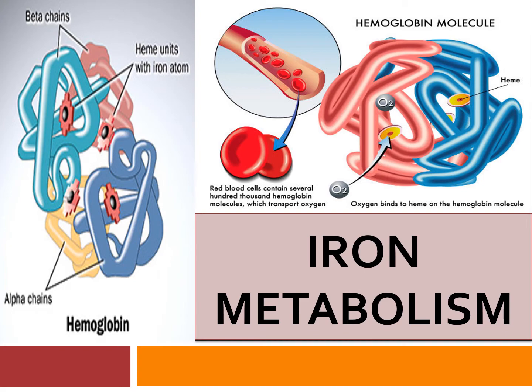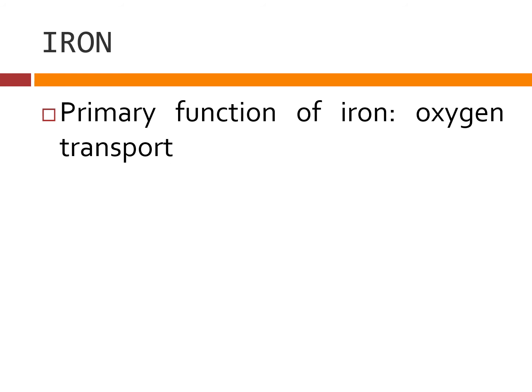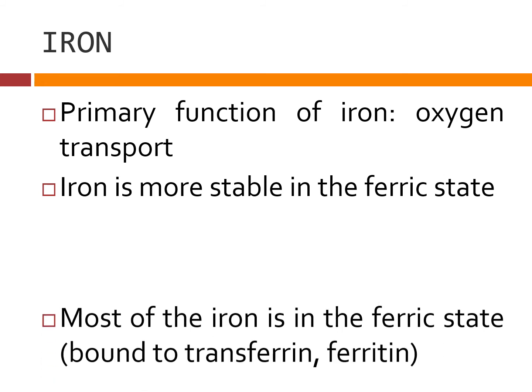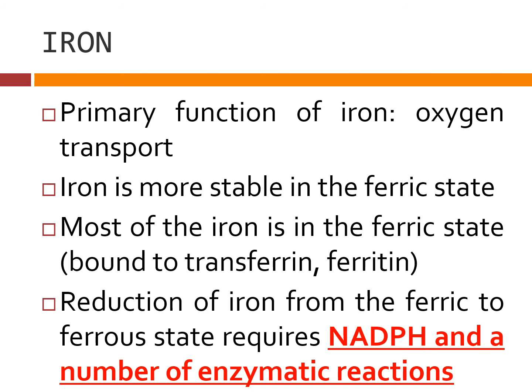So now we will discuss iron metabolism. Now, the primary function of our iron is to bind with oxygen and transport it to the different parts of the body. Iron is more stable in the ferric state, and most of our iron in the ferric state is bound to transferrin and ferritin. In order for the ferric form of iron to be reduced again to the ferrous state, it requires NADPH and a number of enzymatic reactions.